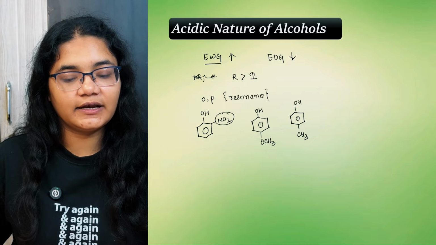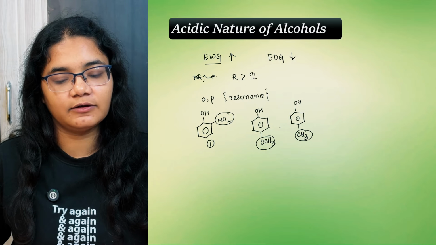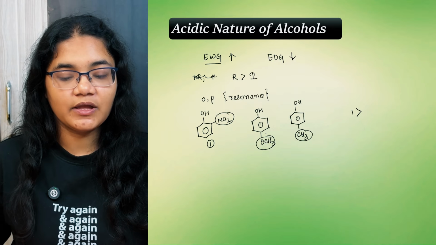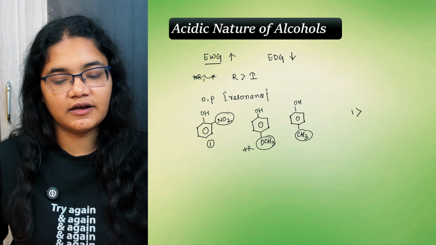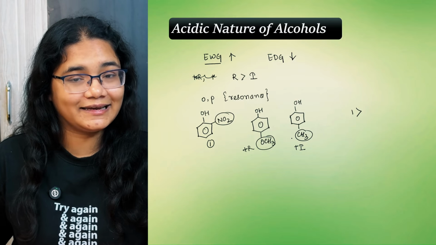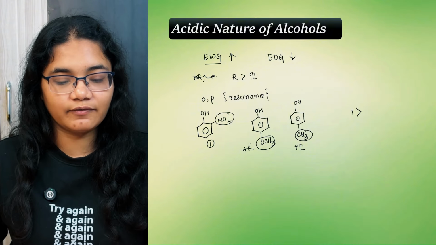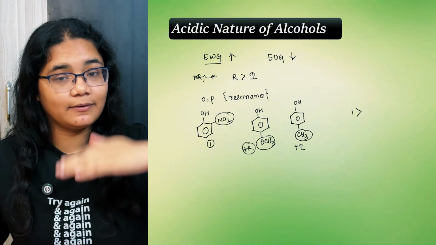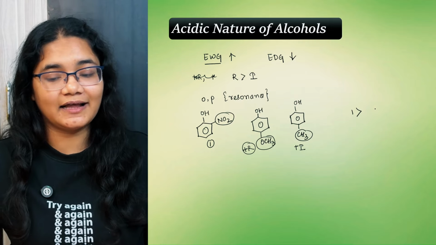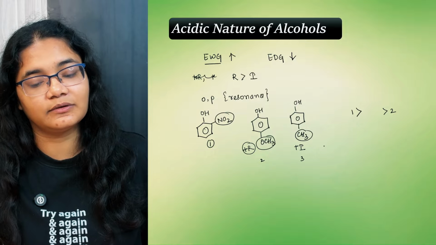Now see, NO2 is an electron withdrawing group, these two are electron donating groups, so obviously this one will have the highest acidic nature. Now OCH3 donates by plus R effect, CH3 donates with plus I effect. So more donation means more decrease in acidity. So when you have plus R effect, it will donate more electrons and it will decrease the acidity to the least amount. So that is why this is number 2, this is number 3, and here will be 3.